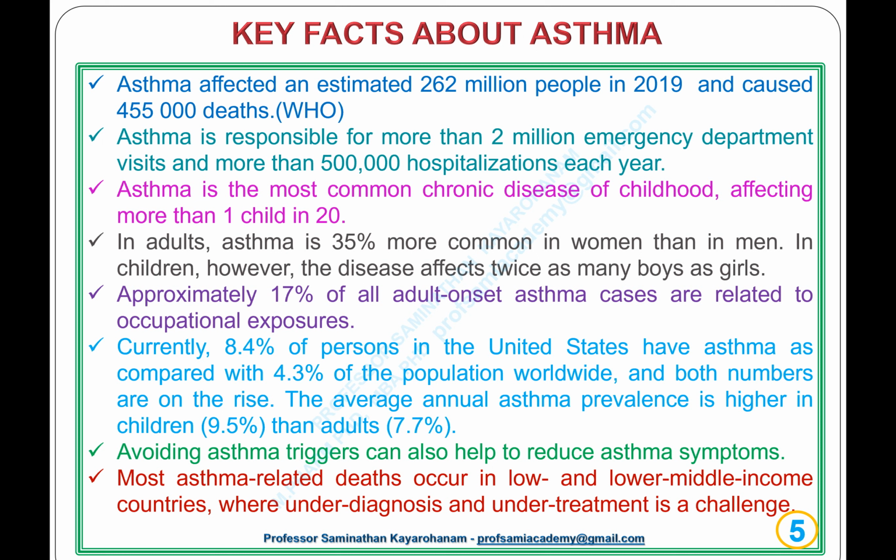Approximately 17% of all adult-onset asthma cases are related to occupational exposures. Currently, 8.4% of persons in the United States have asthma as compared with 4.3% of the population worldwide, and both numbers are on the rise. The average annual asthma prevalence is higher in children, 9.5%, than in adults, 7.7%. Avoiding asthma triggers can also help to reduce asthma symptoms. Most asthma-related deaths occur in low and lower middle-income countries, where underdiagnosis and undertreatment are a challenge.